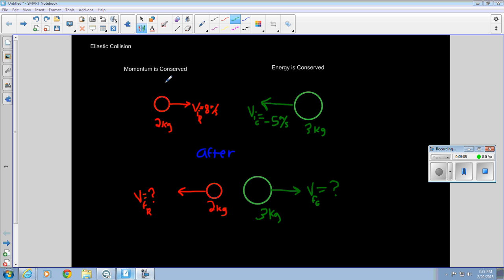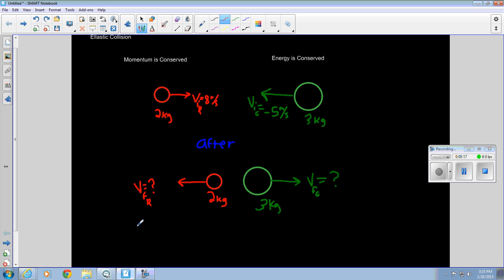So one thing we're going to need to do is realize that momentum is conserved. That's the first step. Let's go through the momentum and say, okay, that's conserved, so my initial momentum has to equal my final momentum. P initial has to equal P final.